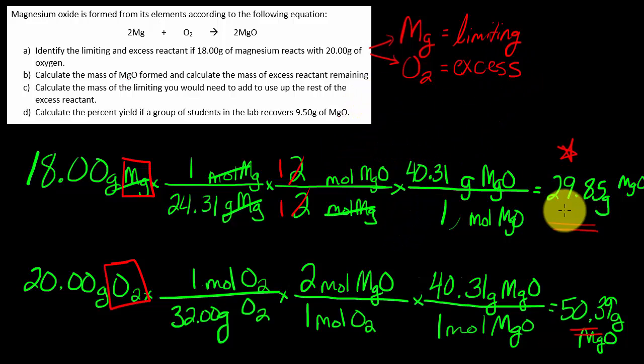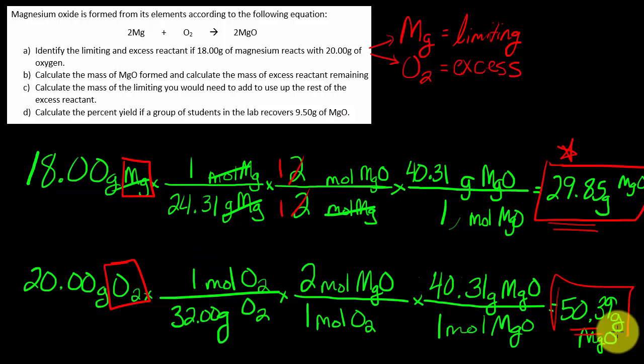Also, by doing this method, this answer right here is actually the answer to B. What is the mass of magnesium oxide formed? Or at least the first part of it. So the mass of magnesium oxide formed is 29.85 grams of magnesium oxide. This calculation right here isn't useful to us anymore because we now know that this is how much you would get with the excess reactant. So it's nothing that we need.